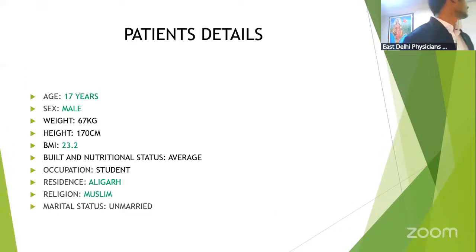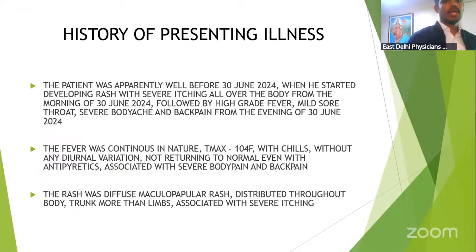So the patient is a 17-year-old male with average build and nutrition, BMI of 23, a student by occupation, resident of Aligarh, Muslim by religion, and unmarried. The patient was apparently well before 30th of June when he developed a rash. He developed a pruritic rash all over the body from the morning of 30th June, followed by high-grade fever, mild sore throat, severe body ache, and back pain from the evening of 30th of June.